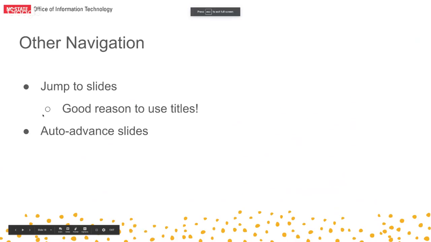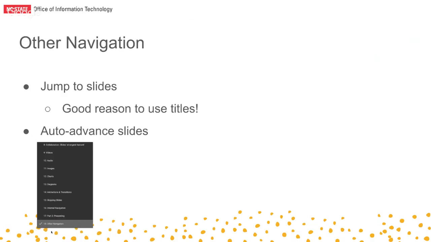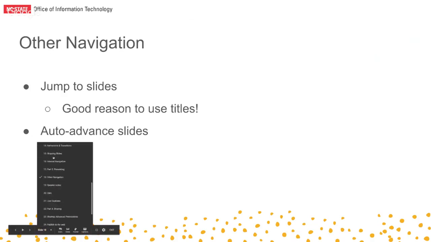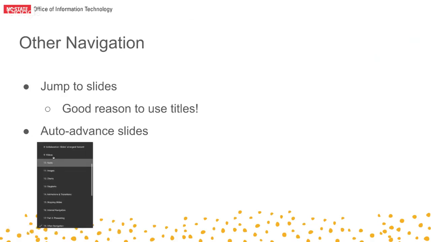Did you know that you can jump to slides while you're presenting? So down here, when I mouse over, I see our kind of control bar. It says what slide number I'm on. If I click that, I get a list of all the other slides in my presentation. It shows the title of the slide on it. So I have a title on every slide that I'm using. So like this one is other navigation.